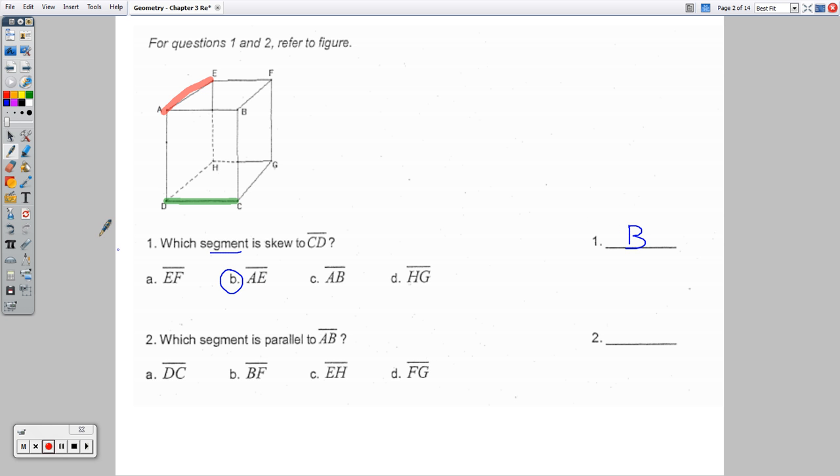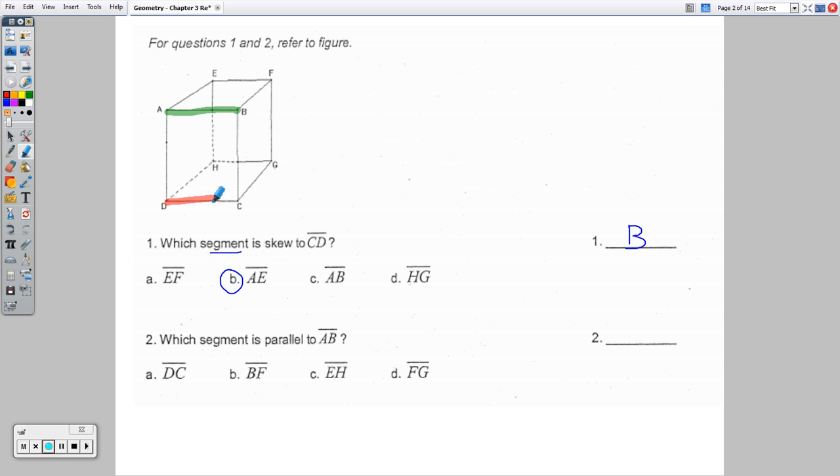Number 2, which segment is parallel to AB? So let's erase what we had there. We're starting with AB. That would be this segment right here. And which one is going to be parallel to that? So now they are coplanar. So CD, this one right here, looks like that would be parallel.